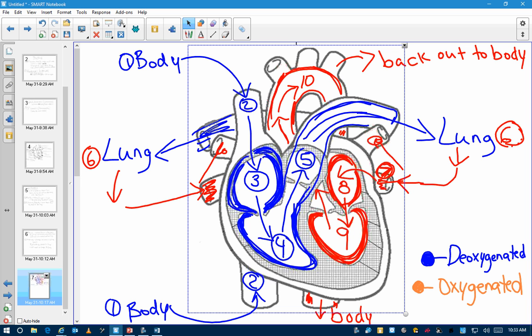This outer lining, yes. No. You can just leave that.